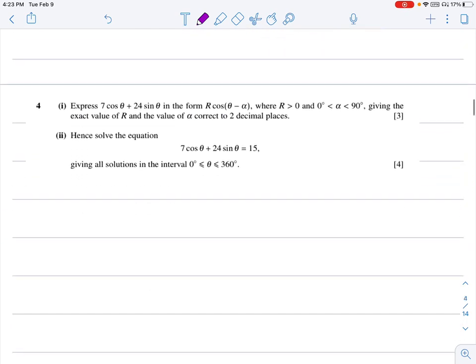Question number 4. 7 cos theta plus 24 sin theta can be written in this form, R cos(theta minus alpha), where R is greater than 0 and alpha lies between 0 and 90 degrees. Find alpha to 2 decimal places.